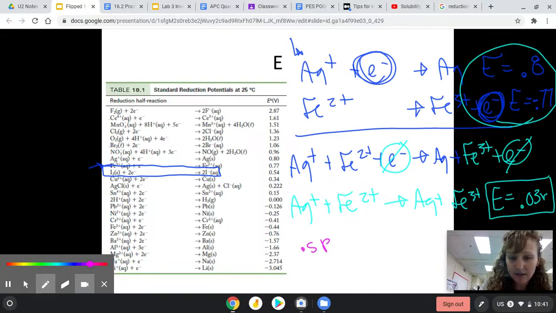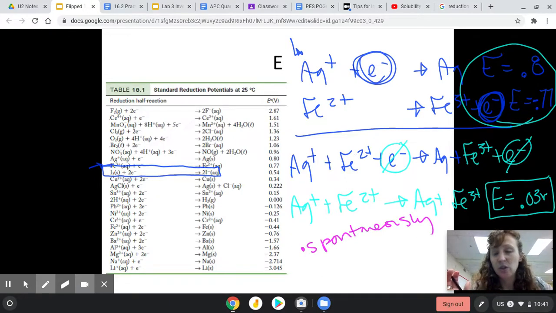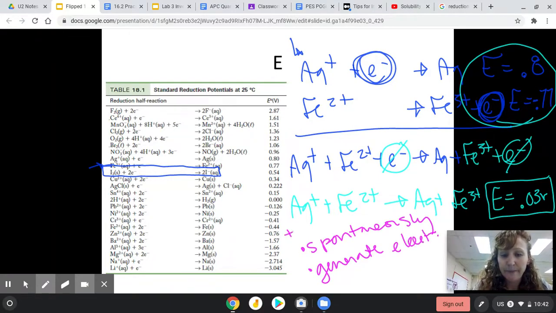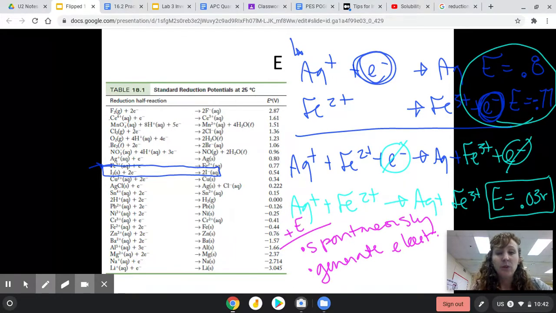Now, if your E comes out as positive, that means the reaction will happen spontaneously. So if you leave it alone, do nothing to it, it'll happen. It also means it has the possibility to generate electricity. Okay, if your E came out as negative, then it would mean that the reaction is not spontaneous. And in order for the reaction to occur the way you have it written, you would need to pump electricity in order to drive it forward.